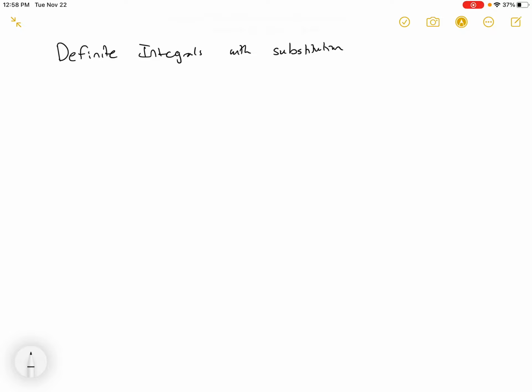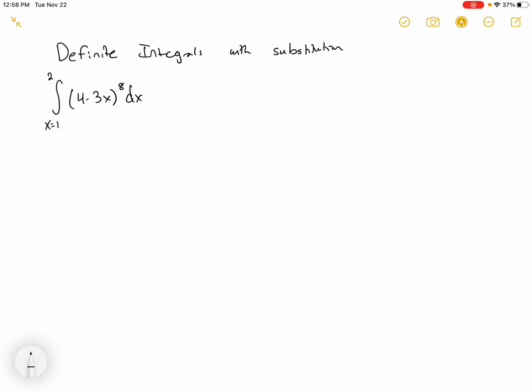So the first one I want to talk about is definite integrals with substitution. When we did u-sub, we always dealt with indefinite integrals, not definite integrals with limits. And we had this idea of how we could replace the limits if we wanted to evaluate it that way. So let's suppose we were looking at the integral from x equals 1 up to 2 of (4 minus 3x) to the 8th dx.